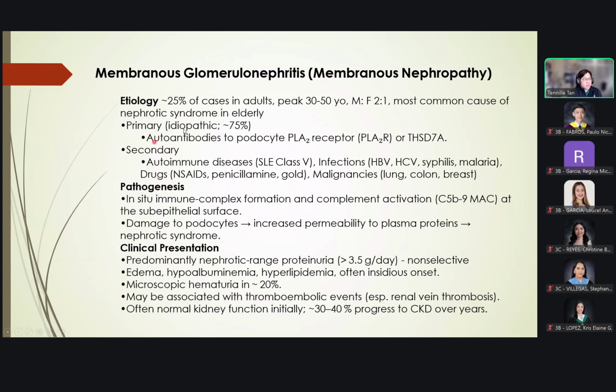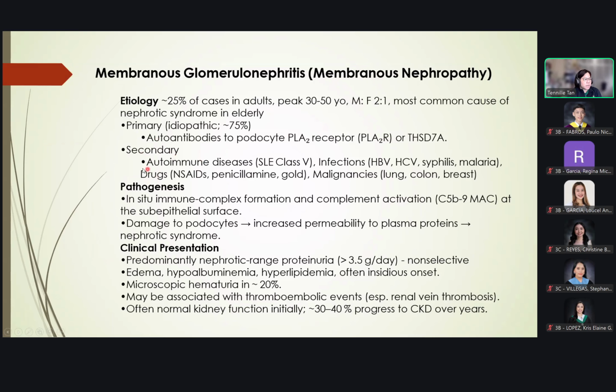So primary or idiopathic, about 75% of cases. Patients might have autoantibodies to podocyte PLA2R or THSD7A. So sometimes we can actually just do this PLA2R testing, and we already know the patient has membranous glomerulonephritis without a need for biopsy.